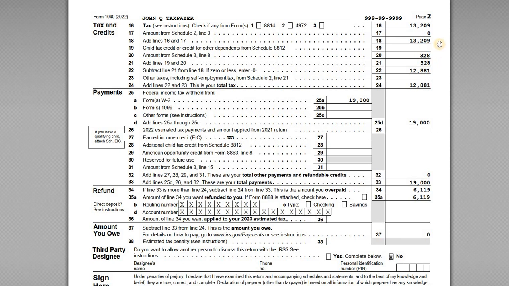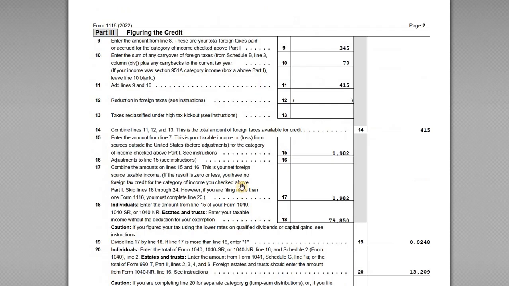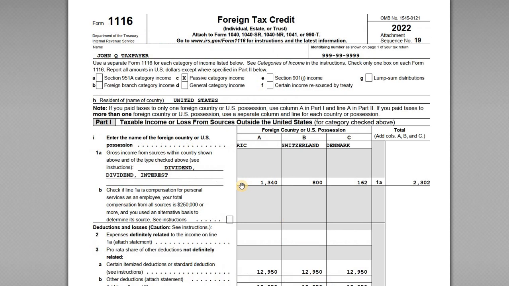So for John's total U.S. tax liability for the year, $13,209, he gets a reduction of $328 in foreign tax credit. So the net total amount of tax that John owes for the year is $12,881, right? So I think that covers it. I think that covers everything I wanted to address in this video.